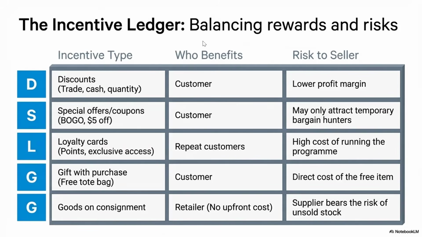Next one, you could give special offers like buy one, get one free, buy one, get one half off, or you could offer coupons. That could get people to buy faster. Or you could have loyalty cards. When you buy a certain amount, you rack up points that you could redeem for prizes or discounts and so forth. That will get people to buy over and over again.